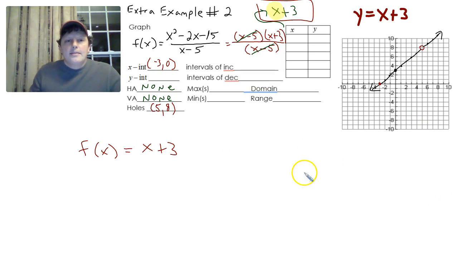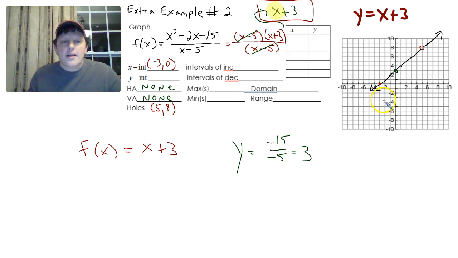And finally, in extra example number 2, remember we're going to go back here and say -15 divided by -5 is +3. And you can also look at the linear function that we ended up with and realize that the y-intercept is +3 there as well. So we already have that graphed here at +3. We already knew it was going to cross there, but just showing you that you can find it from the original function as well very quickly, 0 comma 3.